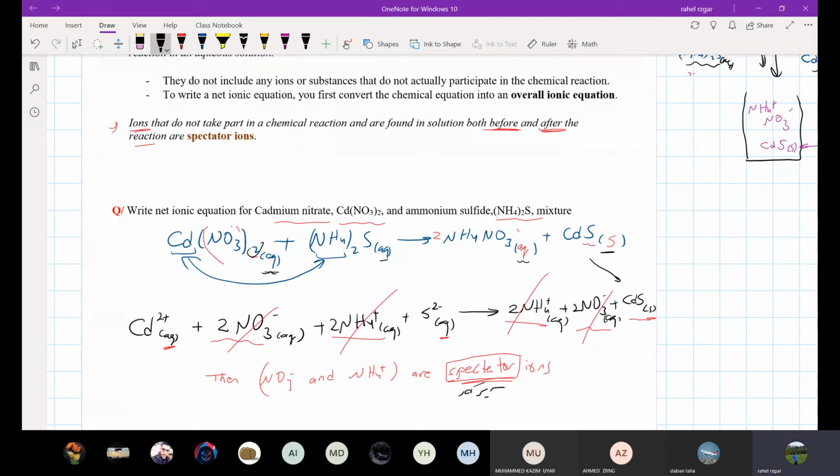What do we call this reaction, where we have separated everything? We call it overall ionic equation, where you have written everything in the equation as ions. We call them overall ionic equation.